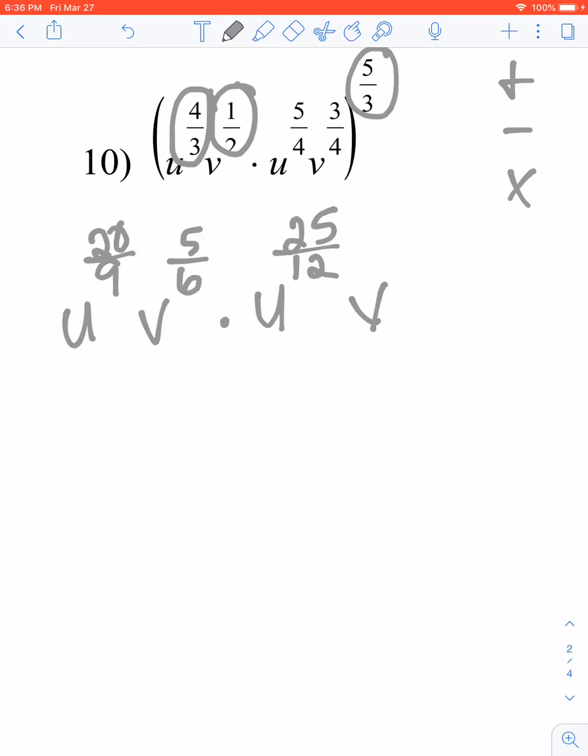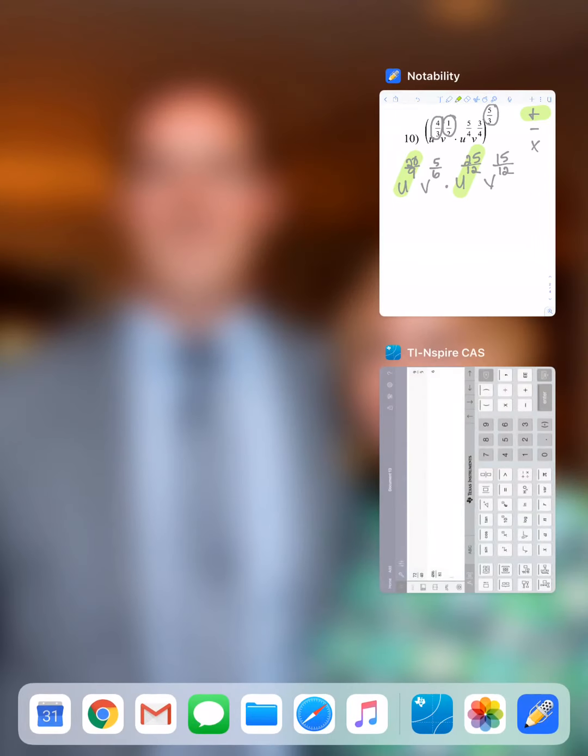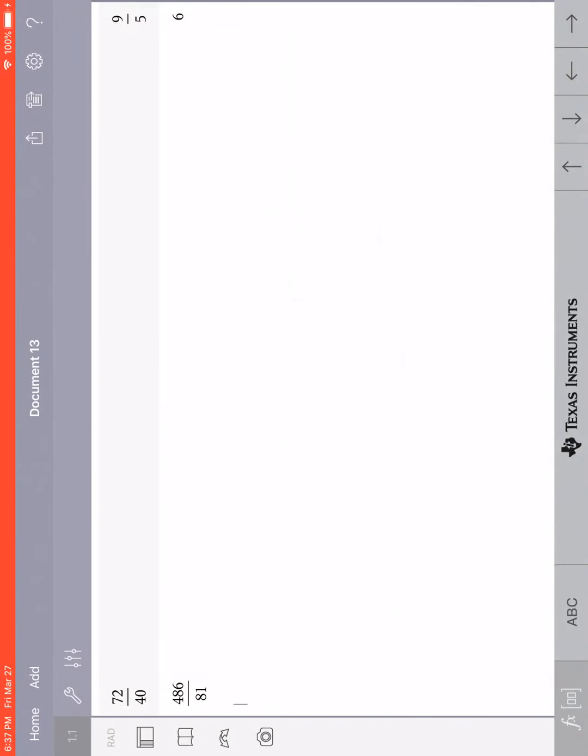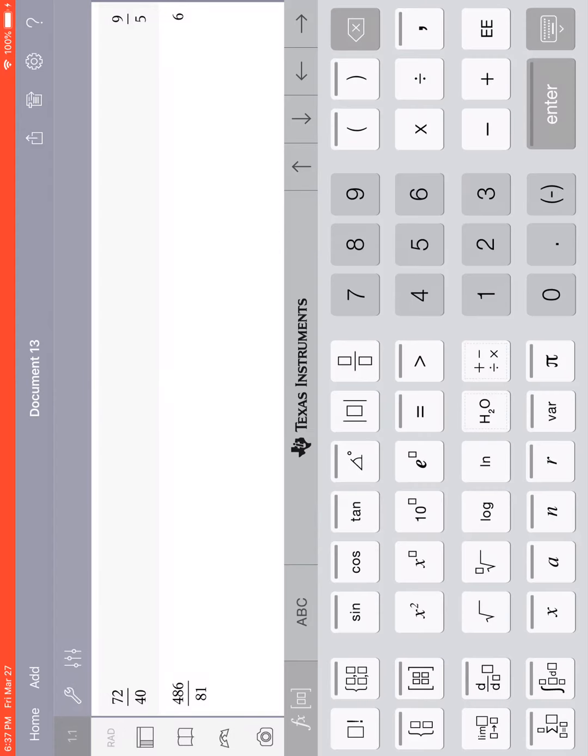And when I multiply the v's, that gives me 15/12. So now what do I do next? When you look at the u family, you're going to add those fractions together. So I need to take 20/9 plus 25/12.